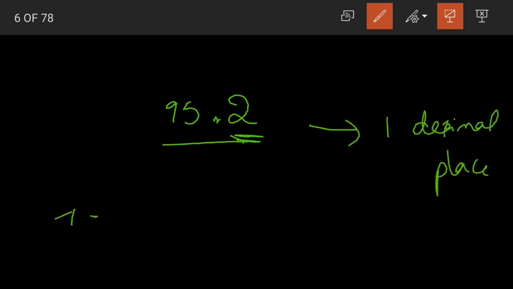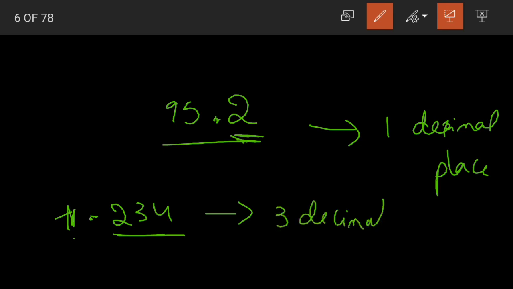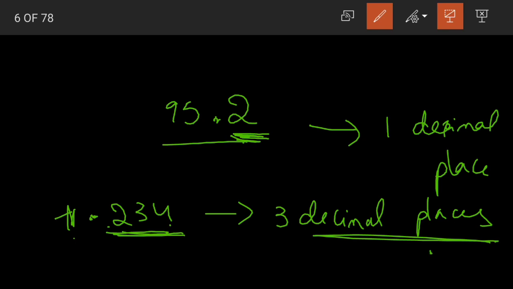If I take 1.234, here after the decimal point I am having 3 digits. So it has 3 decimal places. Understood children? The number of digits or the number of places after the decimal point are called as our decimal places.